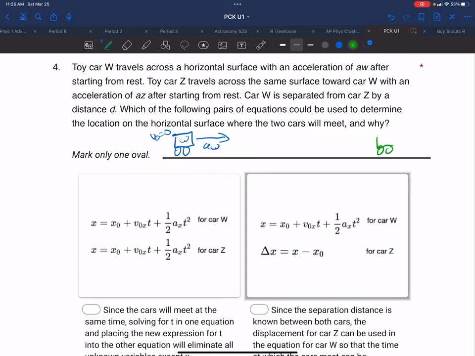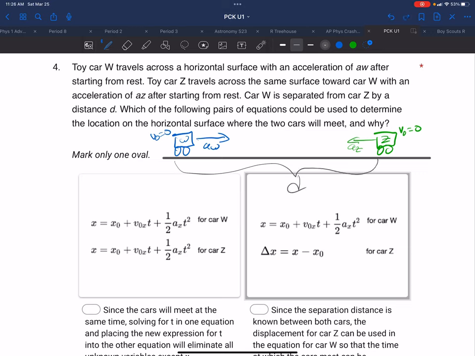So there is car Z. It has an acceleration aZ. It also has an initial velocity of 0. So these two cars are accelerating toward each other. We're told they're separated from each other by a distance d.